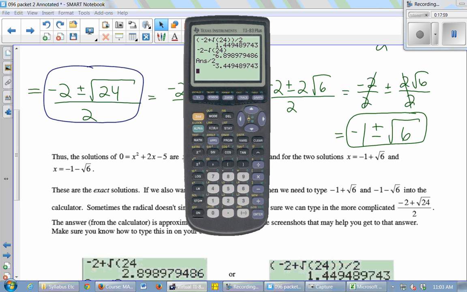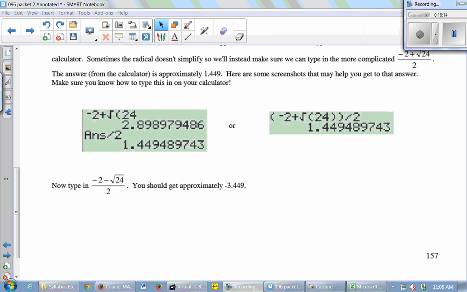The calculators that I lend you for quizzes and tests, or that you have, do have parentheses. So you could do it all in one step if you want. All right, so take a couple minutes. Make sure you can get this to come out by typing in -2 plus or minus radical 24 over 2. Okay, so moving on.